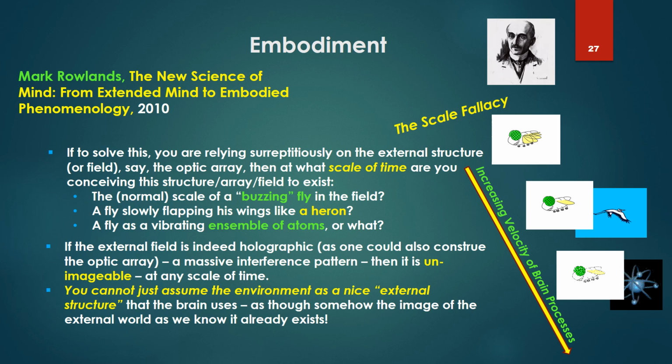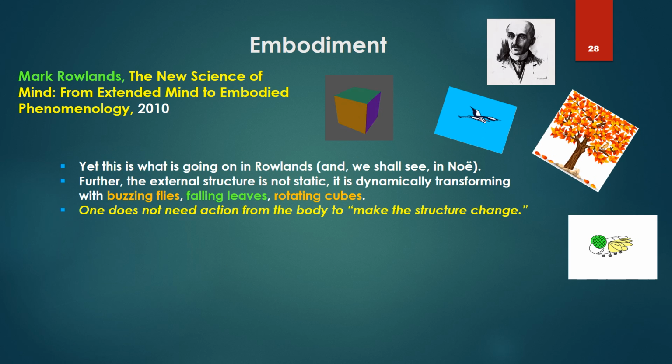If the external field is indeed holographic, as one could also construe the optic array, a massive interference pattern, then it is unimageable at any scale of time. You cannot just assume the environment is a nice external structure that the brain uses, as though somehow the image of the external world as we know it already exists. It does not. Yet this is what is going on in Rowlands, as we shall see.